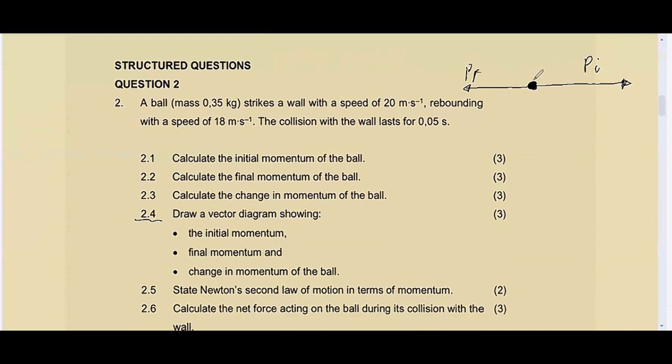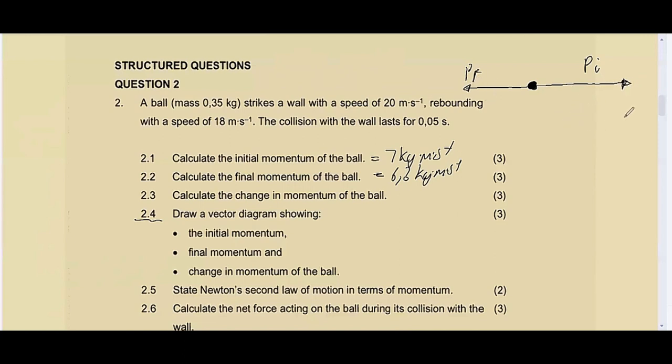Now, if you pay attention, you can see that my final momentum is shorter than my initial momentum. Why? Because according to our calculations, this was 7 kg·m/s, and this was only 6.3 kg·m/s, right? So the final momentum was actually lower than the initial momentum. Then your vector diagram needs to show that, right? Remember, a vector shows both magnitude and direction. Your magnitude is shown with the length of the lines, and your direction is shown by the arrows there, which is the head.